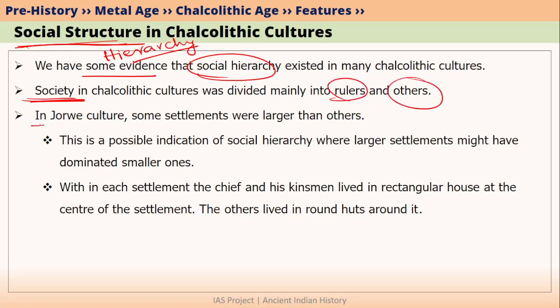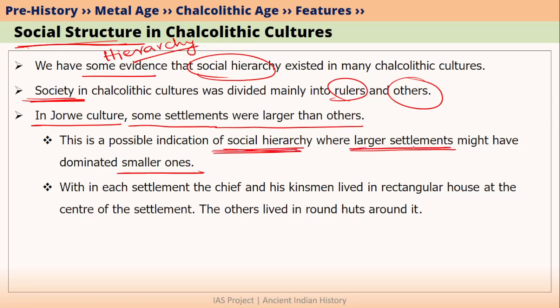For example, in the case of Jorve culture, we have noticed that some settlements or some villages were larger than other settlements or other villages. It is entirely possible that these larger villages or larger settlements dominated the smaller villages or smaller settlements. So this is basically a type of social hierarchy where one village dominated the other village.